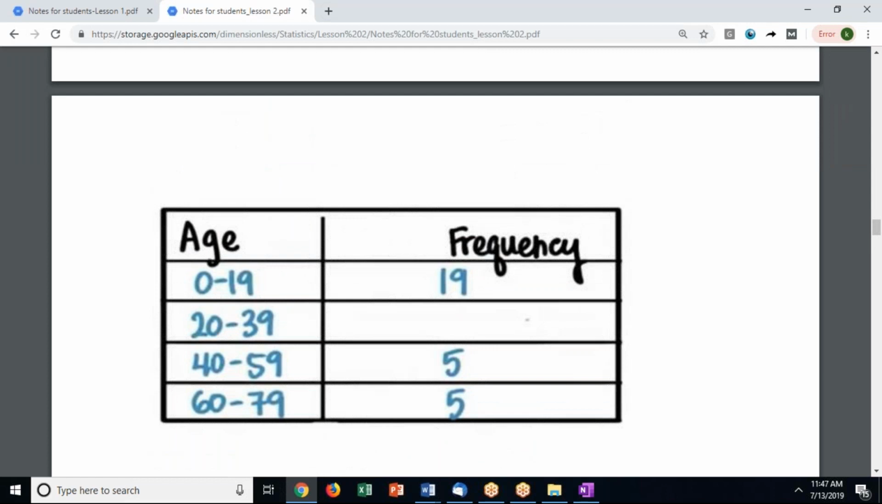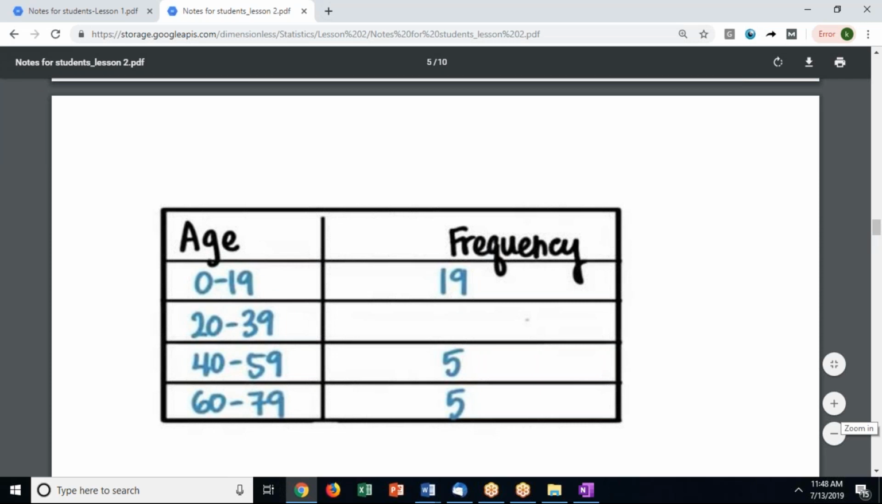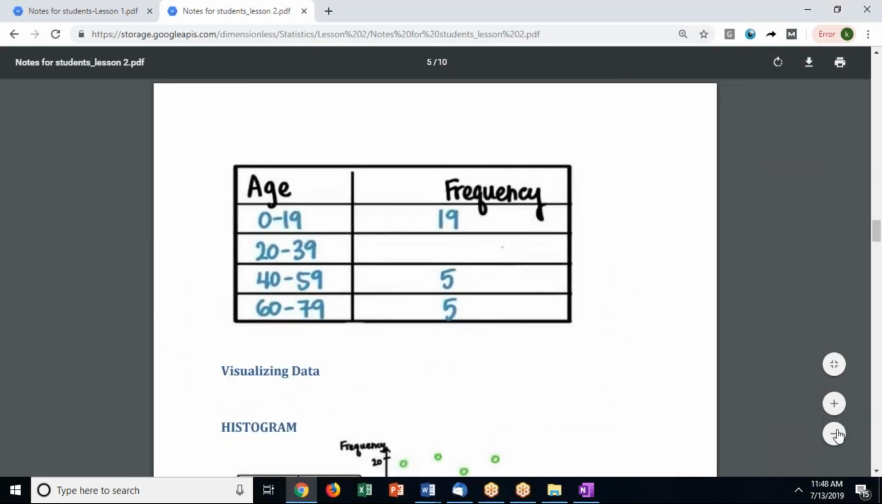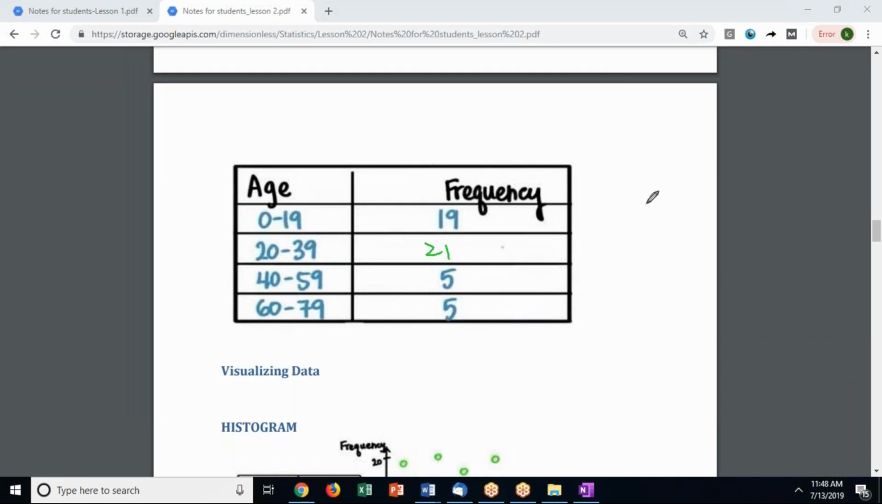All right. In this case, what will be the frequency between 20 and 39? It will be 21, right? How is it 21? Total number of students are 50. 19 and 10 is 29. Now 21 is remaining, so that is what should be part of this group, right? So overall it will be 50.